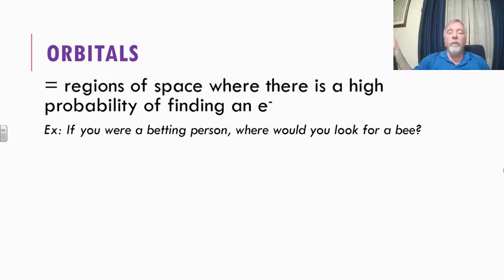So I want you to think of an orbital being in that same kind of idea. An orbital, we're going to call that a region of space where there's a high probability of finding that electron. So just like there's a high probability of finding a bee in or near a beehive, and there's a low probability of finding that bee inside my classroom, think of an orbital as defining that for the electron. Where are we most likely to find that electron? Okay.